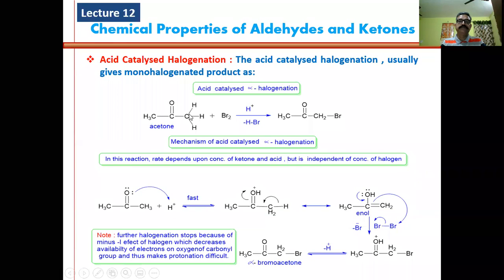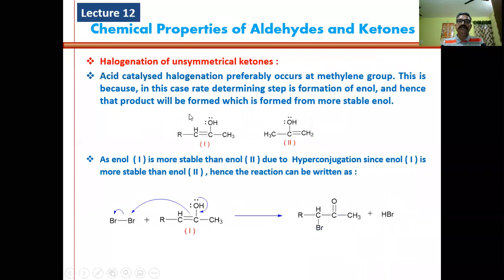Next, halogenation of unsymmetrical ketones. अगर आपका कीटोन अनसिमेट्रिकल हो तो हेलोजिनेशन कौन से पार्ट पे हो? जैसे फॉर एग्जांपल वी हैव टेकन दिस अनसिमेट्रिकल कीटोन, which side will be halogenated?